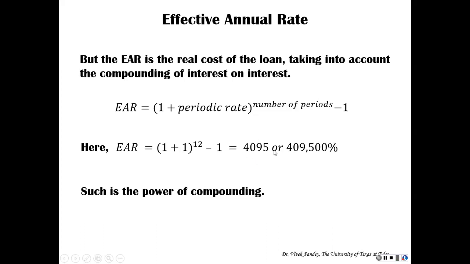Now this is the answer in decimals, right? In percentages, you add 2 more zeros to it, and it's 409,500%. So it's hardly the 1,200% which was the APR. Effectively, this amounts to 409,500%, and such is the power of compounding. And it's so startling because the interest rate is so high. It's 100% per month.